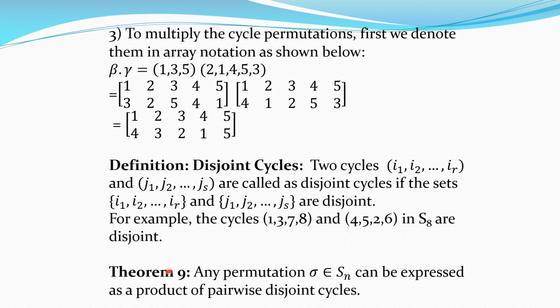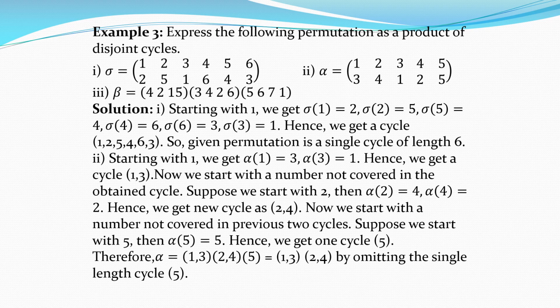Now, one theorem: any permutation sigma in Sn can be expressed as a product of pairwise disjoint cycles. Now, in this example, we have to express the given permutation as a product of disjoint cycles. First is sigma, a permutation on 6 symbols. Sigma of 1 is 2, sigma of 2 is 5, sigma of 3 is 1, sigma of 4 is 6, like that it is given.